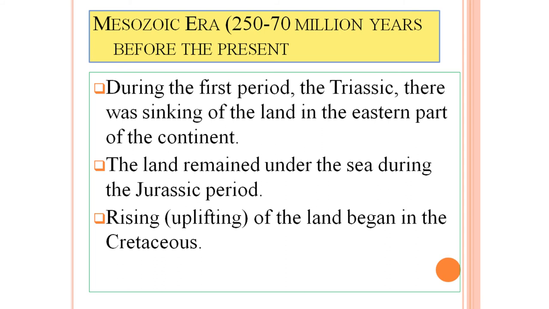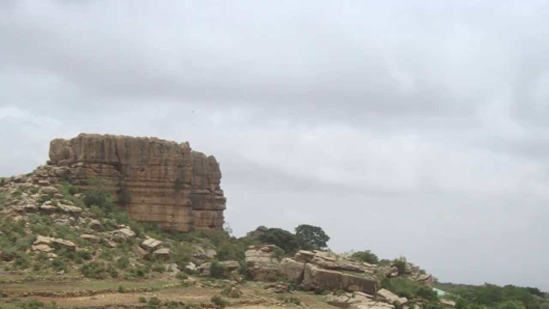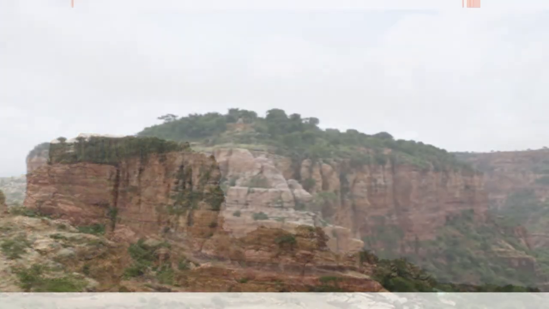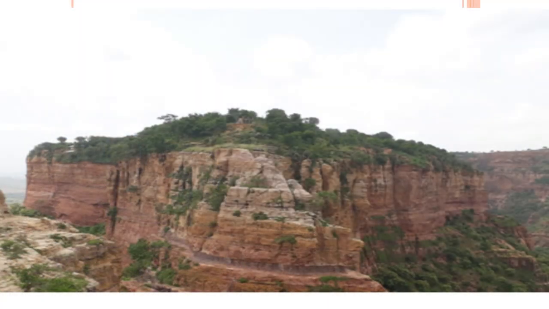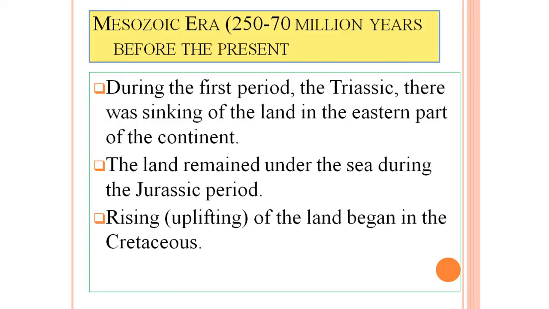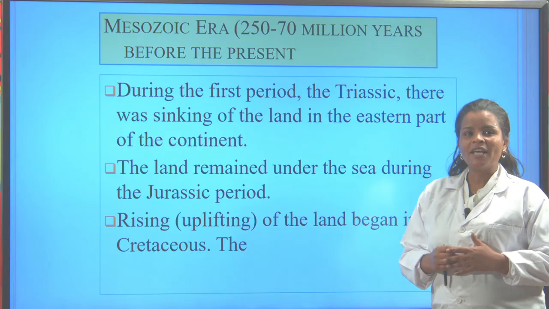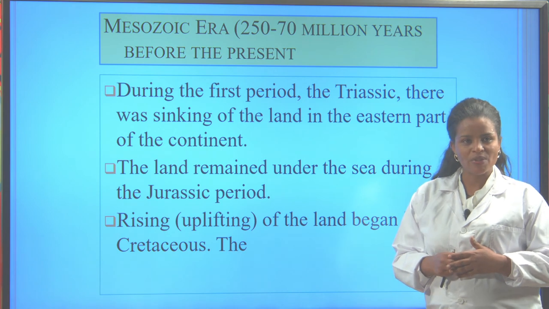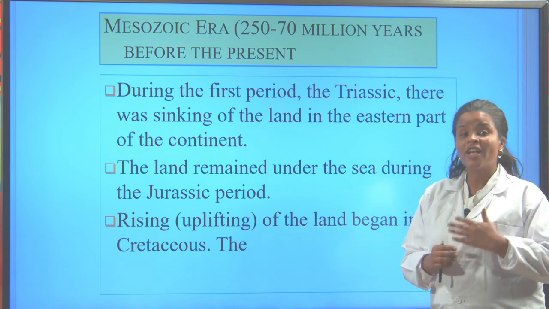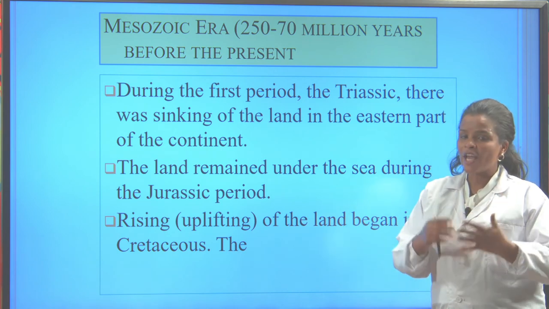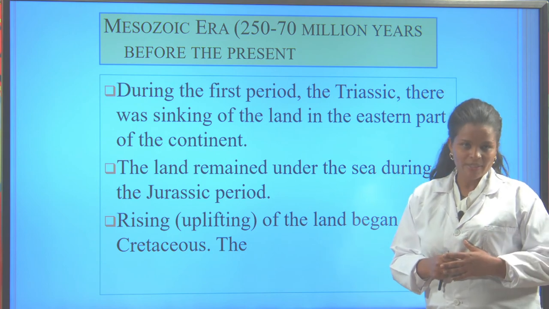For example, in our country, in Ethiopia, different sedimentary rocks like Hintalo, Upper Sandstone, and Adigrat Sandstone were formed during Mesozoic era. And also, the old continent, that is Pangaea, split into two during Jurassic period. Different events happened during Mesozoic era. Regression and transgression of the sea from the Indian Ocean also happened during this time.